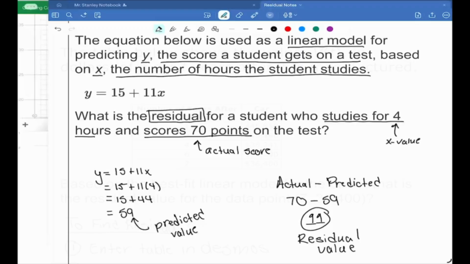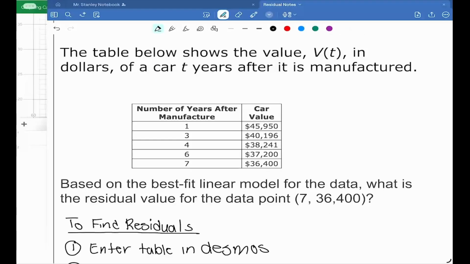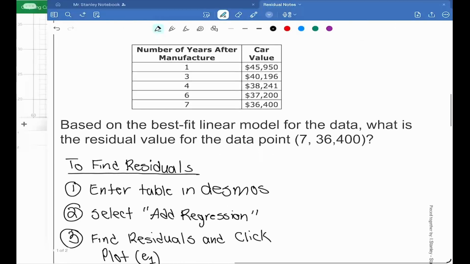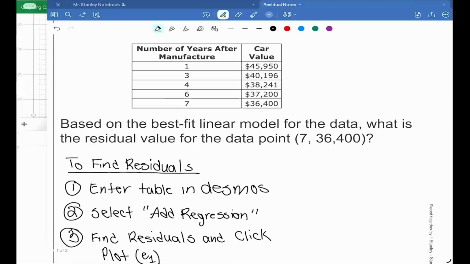Now let's look at example 2. Example 2 says that the table below shows the value V of T in dollars of a car T years after it is manufactured. Based on the best fit linear model for the data, what is the residual value for the data point 7 and 36,400? So now in order for us to find the residual value, what we're going to do is enter the table into Desmos.